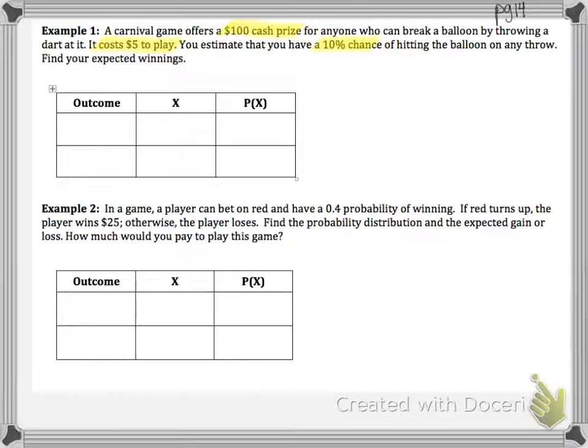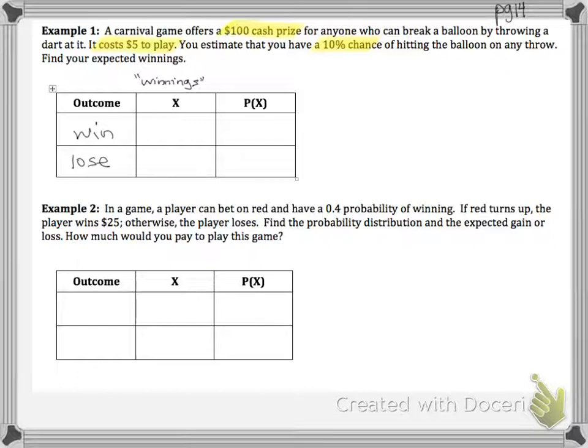And if you look at the way this is written, it says I offer a $100 cash prize for anyone who can break the balloon. So I either, in this case, have a winning outcome or I have a losing outcome. All right? So if I talk about how much money, in terms of the X variable here, this is my quote unquote winnings, okay? So we want to keep in mind in this case that I actually paid to play this game.